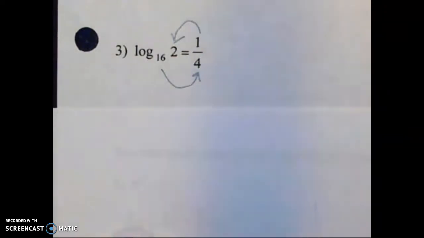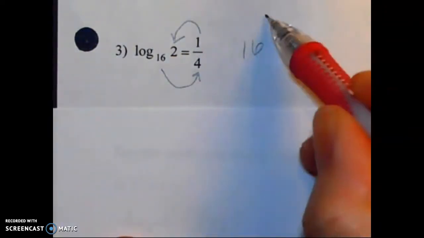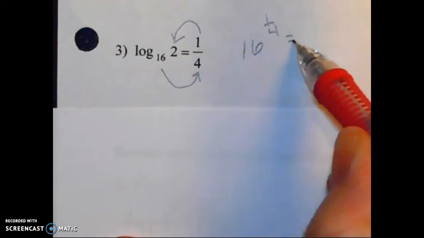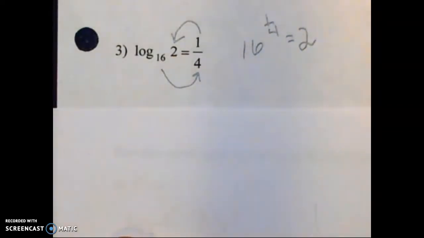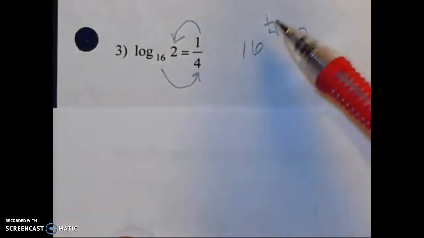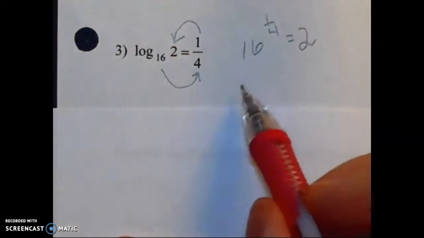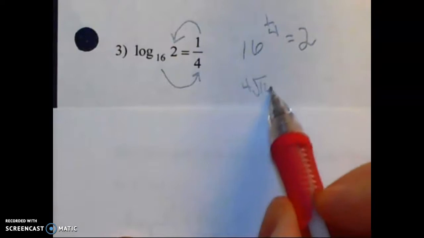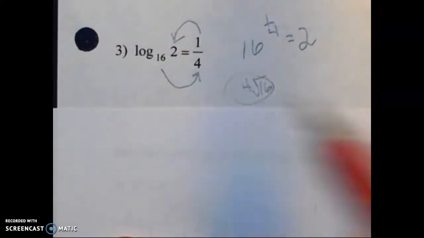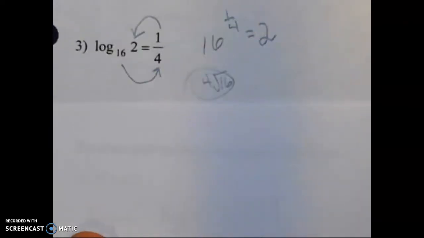There's my arrow, so I'm ready to go. 16 to the 1/4 equals 2. Well, for heaven's sakes, how can that happen? You guys remember that 1/4 is the same as the 4th root of 16? The 4th root of 16 is 2, so yeah, that's a true statement. That actually works out. Let's try one more.